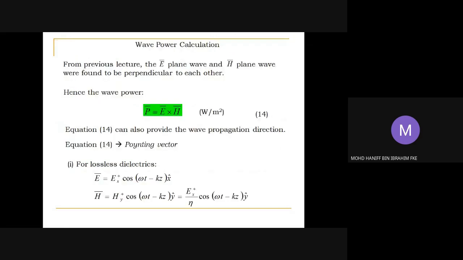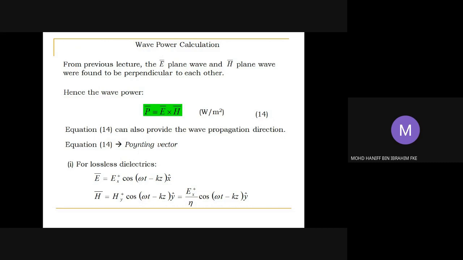Okay, so I think that's done with the wave propagation in good conductor. We have done with these topics of a material. So we're going to come up with the last topic, the final topic of this EMT lecture, which will be on the wave power calculation.